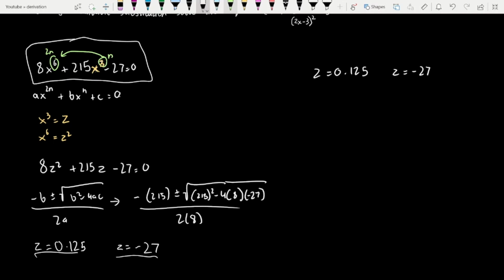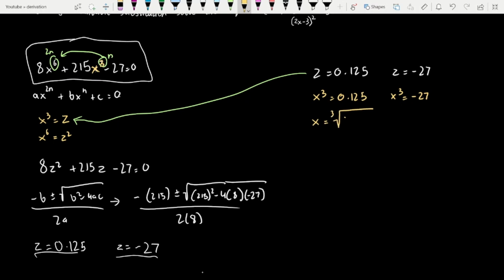So that's really simple, because we said over here that z is just equal to x to the power 3. So just replace that over here. So this is going to be x to the power 3 is equal to 0.125, and x to the power 3 is equal to negative 27. So you just send the 3 over there to the other side, and this is going to be cube root 0.125, and you're going to get cube root negative 27.